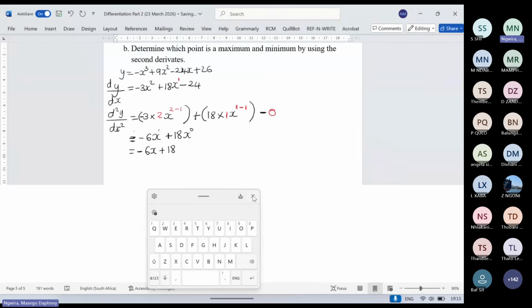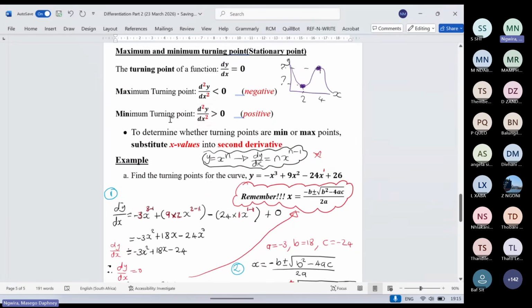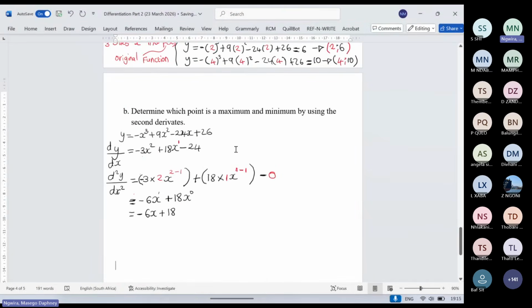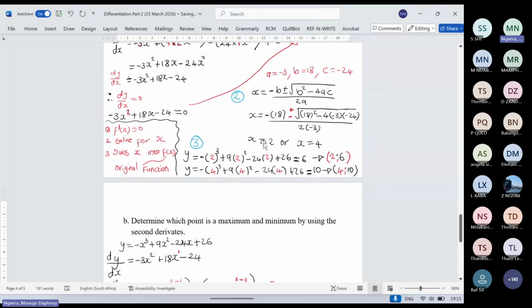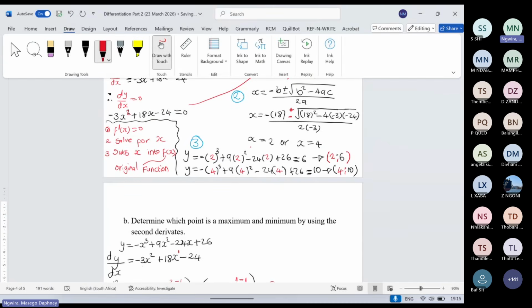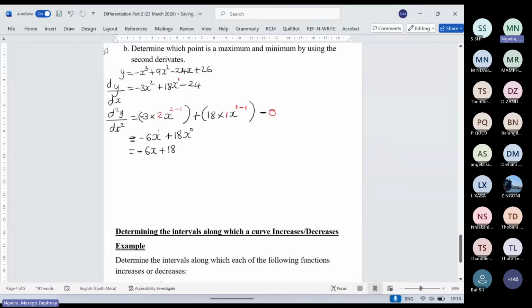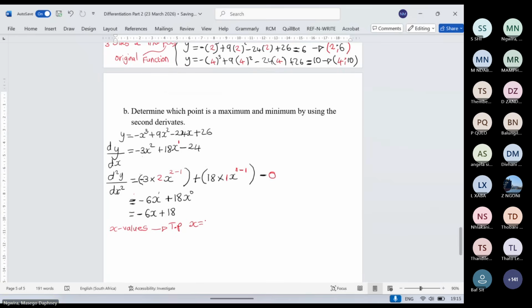If you remember, we said that here it says to determine whether the turning points are maximum or minimum points, substitute the x value into the second derivative. So we're going to substitute our x values. Which x values? The ones that we got. These are our x values that we got from the turning point. x is equal to 2 and x is equal to 4.